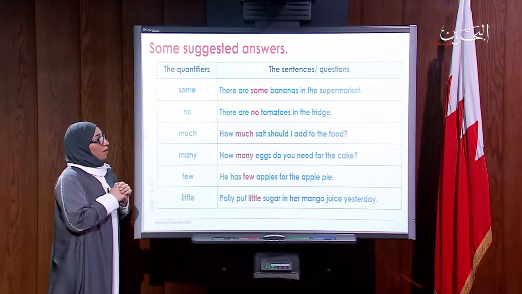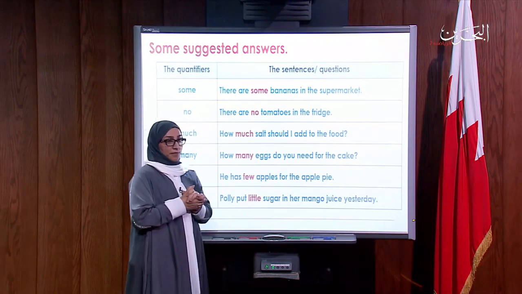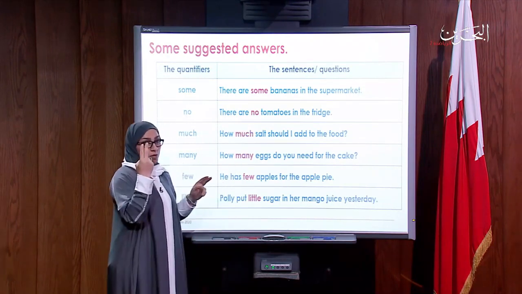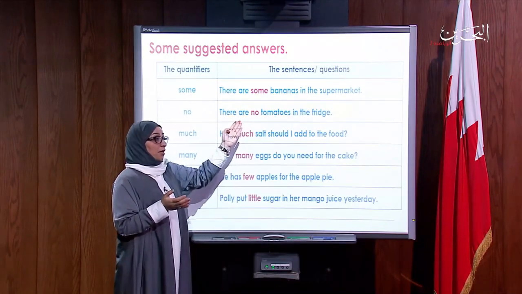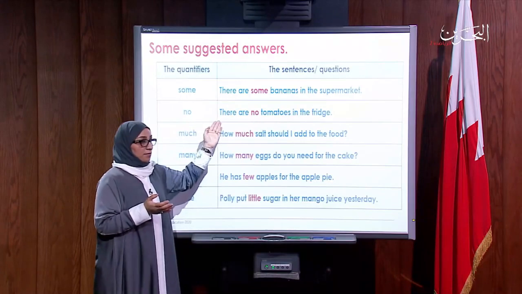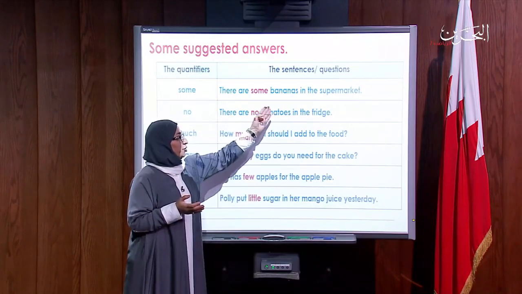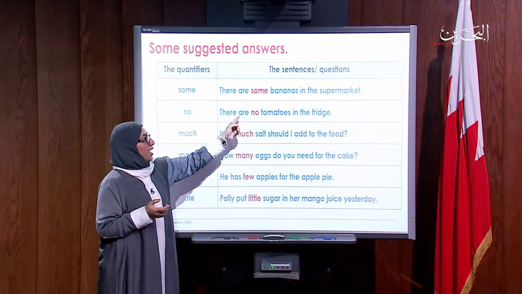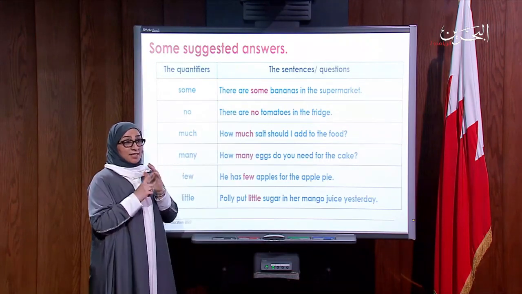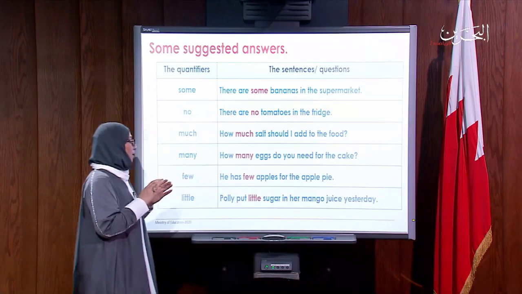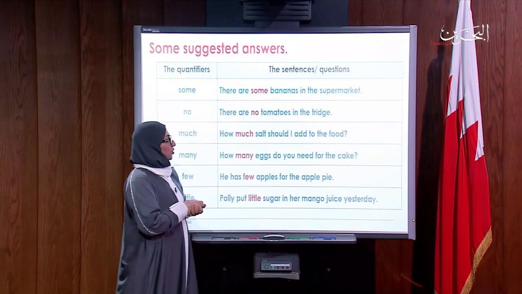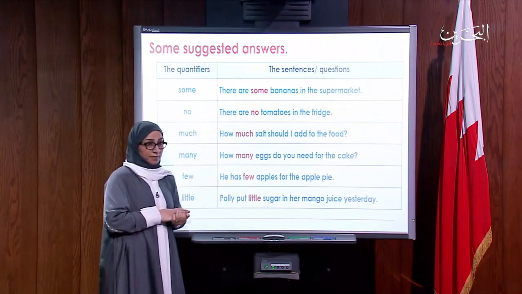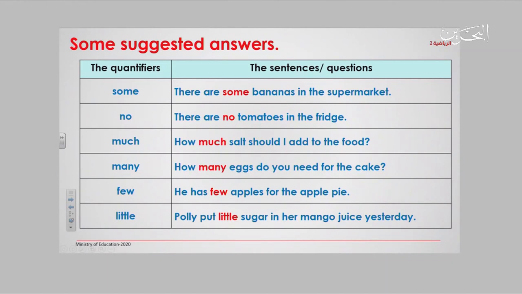No, there are no tomatoes in the fridge. No, I can use with both countable or uncountable. But if I want to use it with uncountable, what do I have to change here? For example, if I want to use sugar, yes, I have to change are to is, as it is uncountable. I cannot count. Much. How much salt should I add to the food? Can I use many with salt? No. Much only with uncountable.